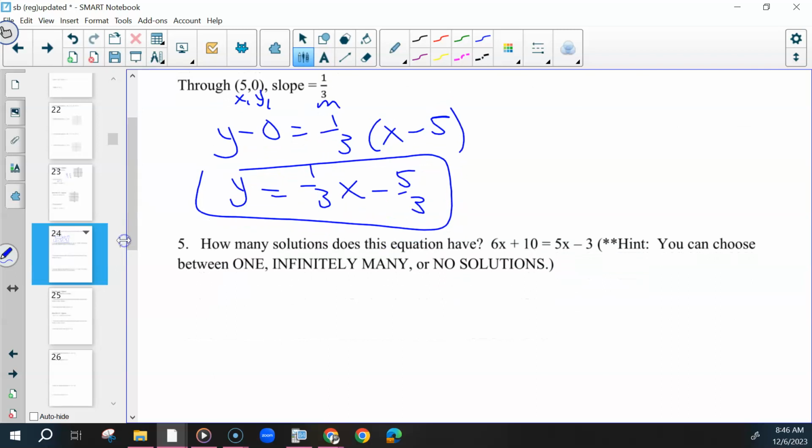And then for the last one, how many solutions does this have? Look at the coefficients. Does this have 1, infinitely many, or none? 1. They have different coefficients, so 1 solution. You did not need to solve this. If you did, that's fine, but you didn't need to, because you should be able to tell just by looking at that.